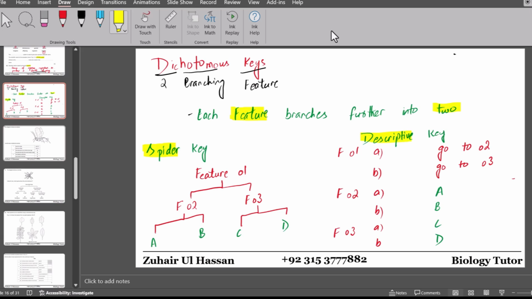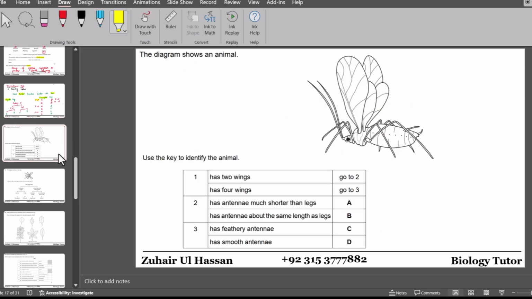Second type of key would be the descriptive key, in which description of feature will be provided and you will be asked to identify the correct feature of the organism that you are provided with in the form of diagram. Such as, let us talk about question. With the help of question, you can clearly understand this particular point. So here you can see a diagram is there of an animal, and we have to use the key to identify this particular animal.